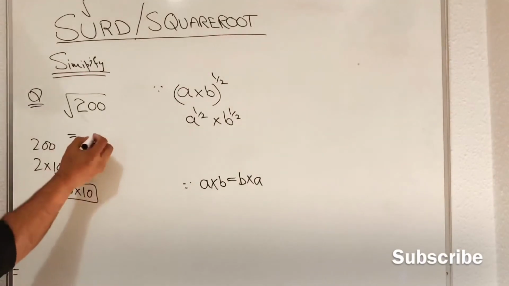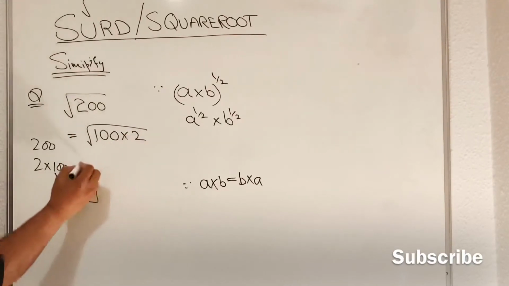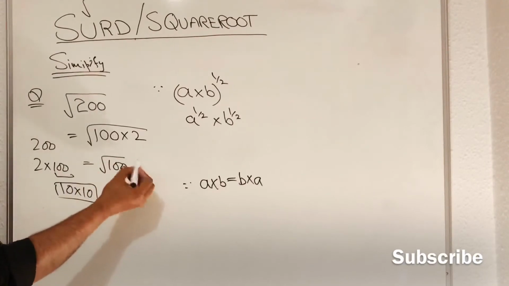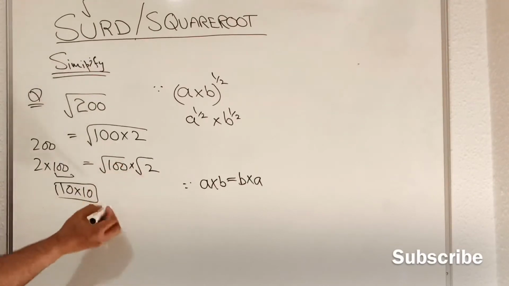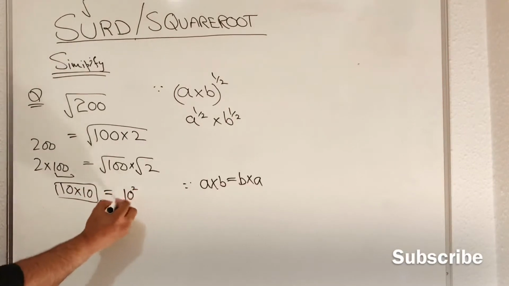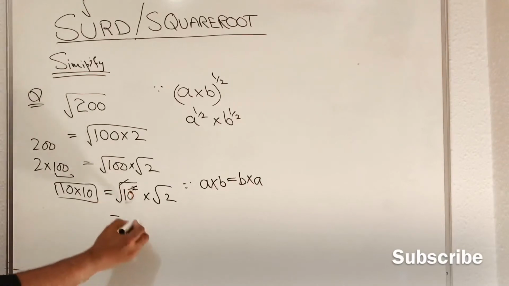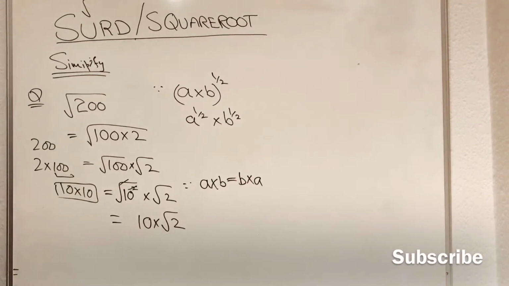So first of all, we can write 100 times 2. So square root of 100 and square root of 2. If you write a multiplying sign or not, it is the same thing. So 100 means 10 squared times 2, and the square cancels with the square root, so we got 10 times under root 2. This is the answer.